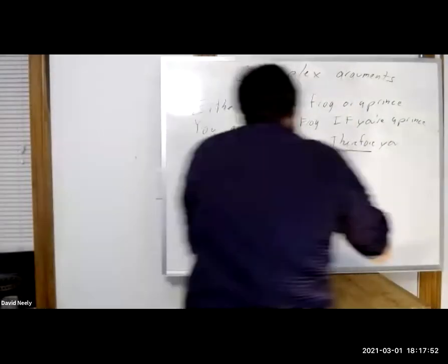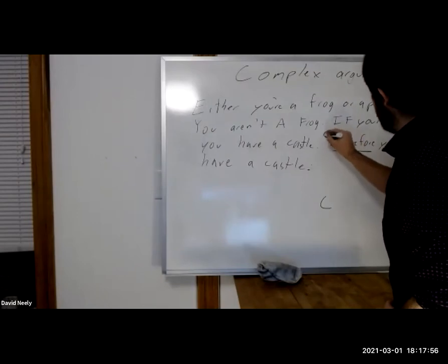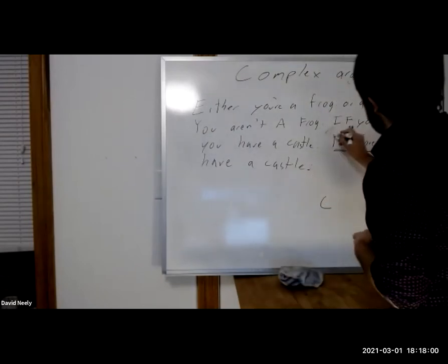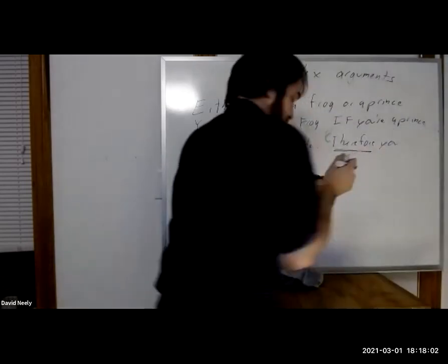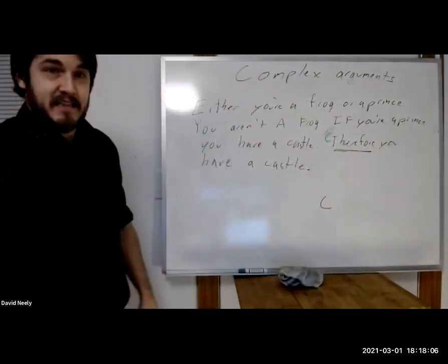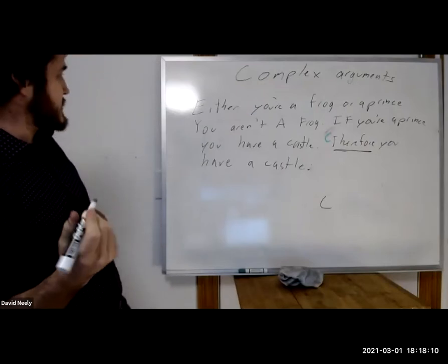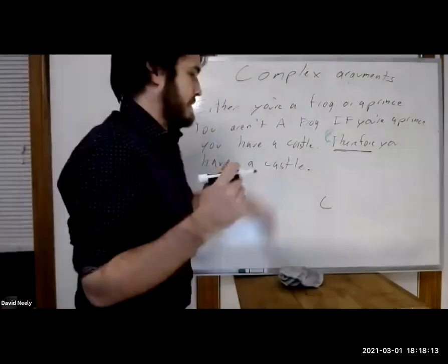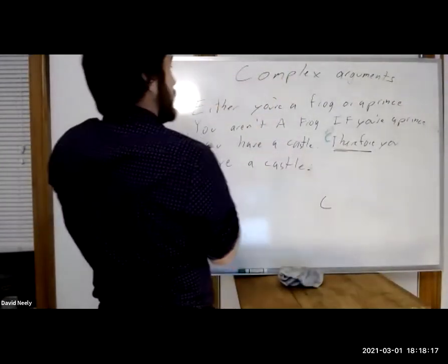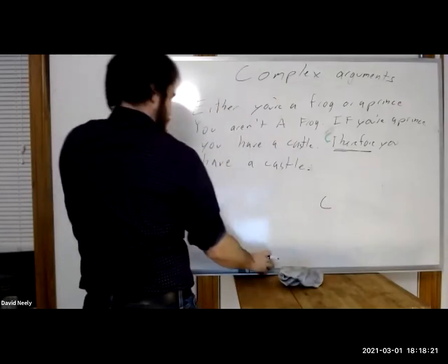So we know the conclusion is, let's label it, we'll just label this C. Or I'll do it in green so it stands out more. C. We're trying to prove that you have a castle. Now, how many sentences does this leave? Sorry, there was a bug. So, how many sentences does this leave? Well, it leaves this one. Either you're a frog or a prince. So this is 1.